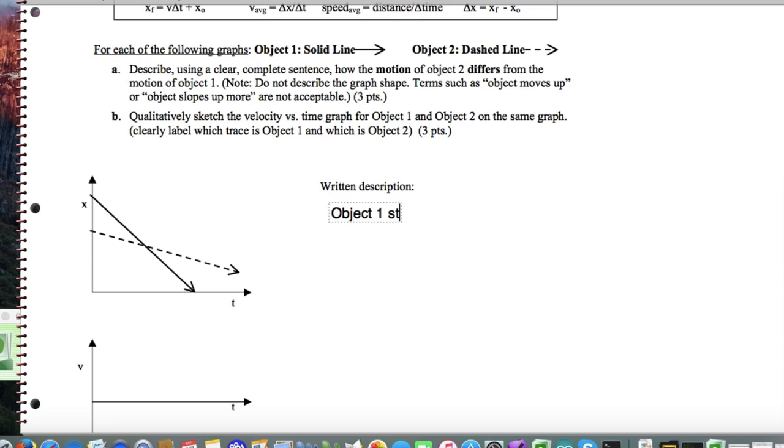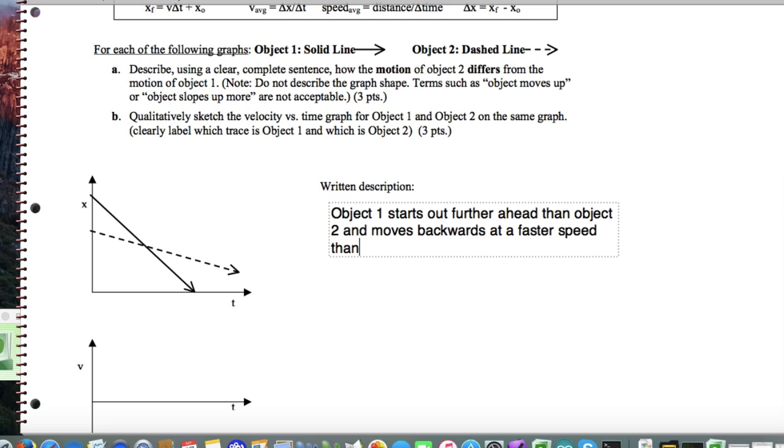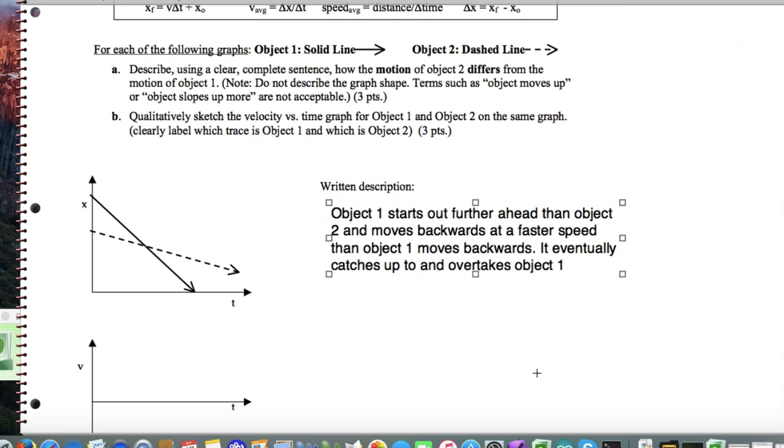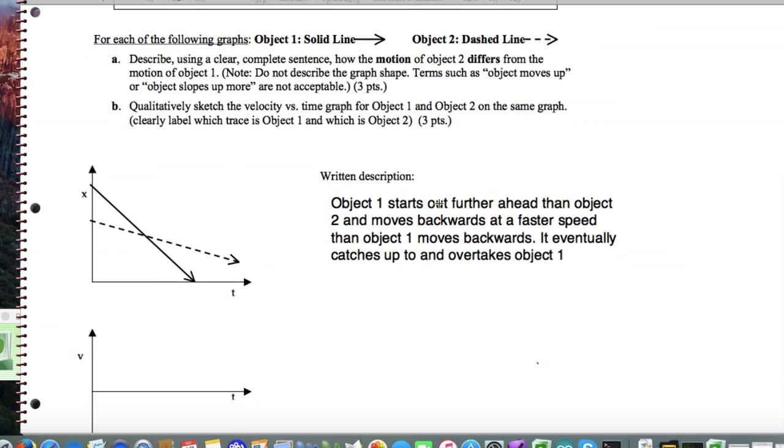Object 1 starts out further ahead than object 2 and moves backwards at a faster speed than object 2 moves backwards. Object 2 eventually catches up to and overtakes object 1. We need to capture all of that in our explanation.